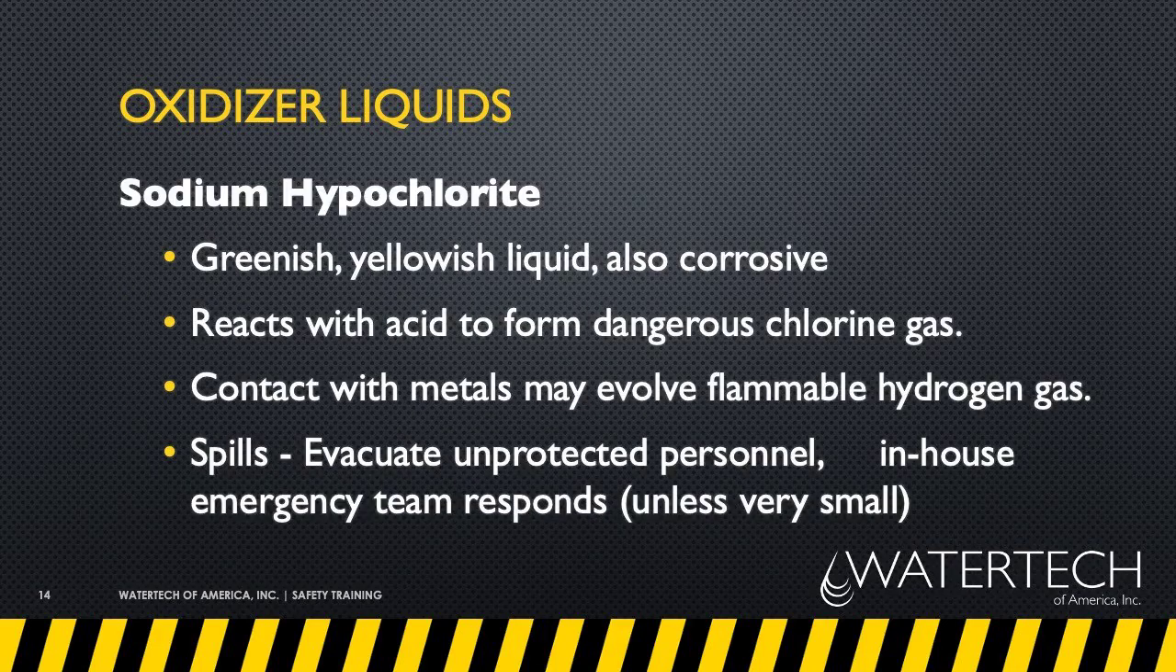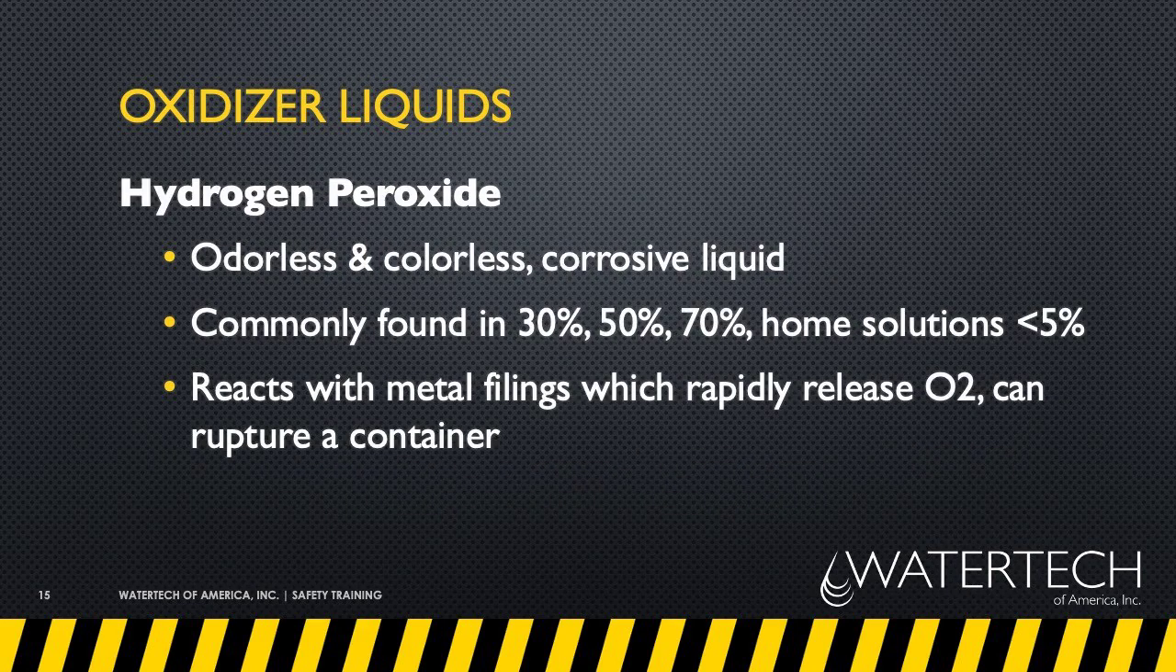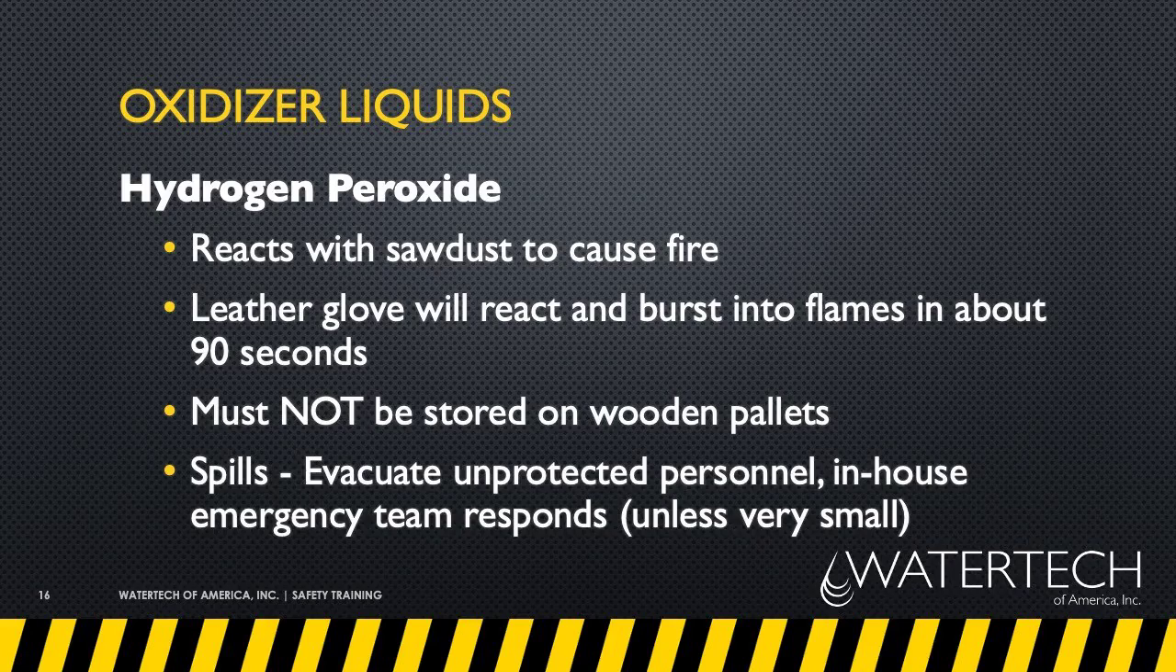Sodium hypochlorite is a greenish-yellow liquid. It will react with acids and generate chlorine gas. Contact with metals will cause an immediate release of oxygen. Hydrogen peroxide is an odorless, colorless liquid. It can react with sawdust to cause a fire. Don't toss a rag full of peroxide in a dumpster that has wooden pallets or other organics in it. It takes 90 seconds for a leather glove with peroxide on it to burst into flames.